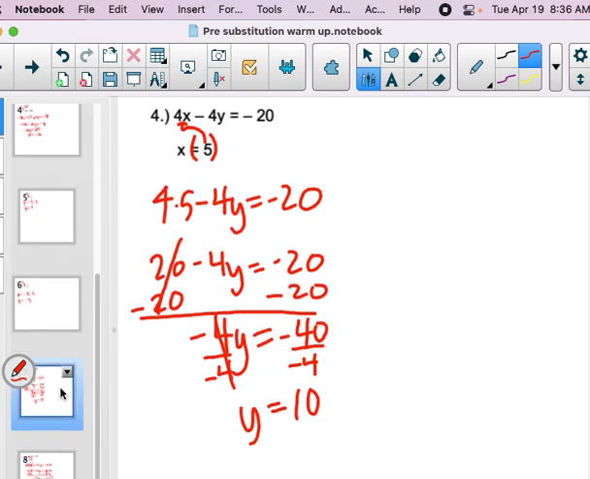That concludes your answer key for your warm-up.